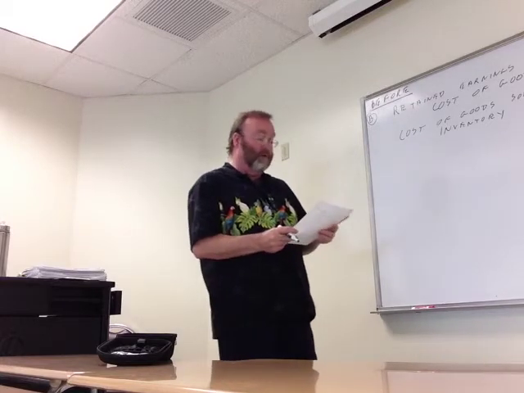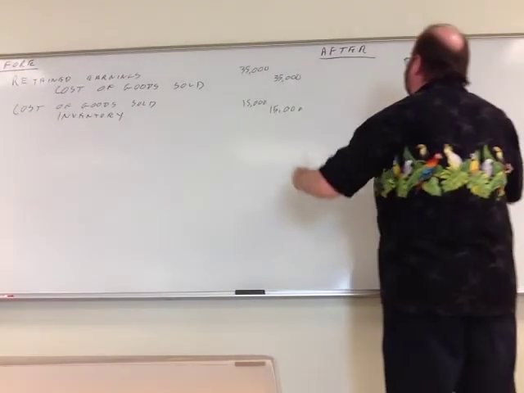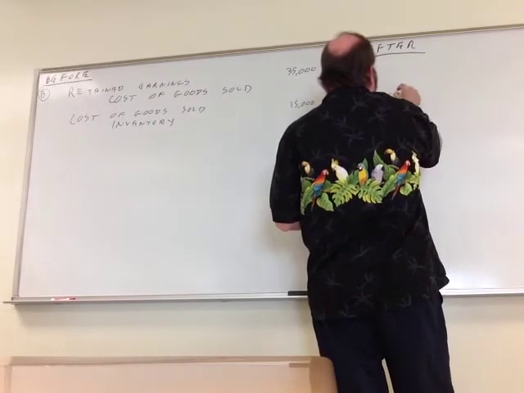Well, what about if you had already closed the books? I'll take the $15,000 first. Rather than cost of goods sold being understated, we've now understated retained earnings.